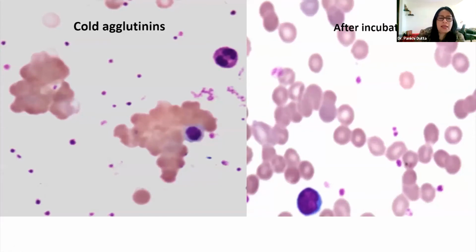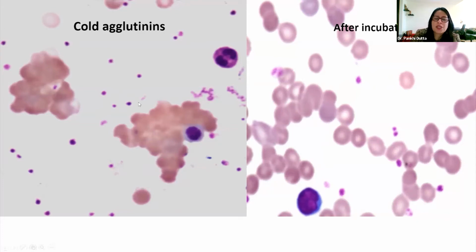And this is an example of the presence of cold agglutinin, where all the RBCs are totally agglutinated. And after incubation at 37 degrees centigrade, the agglutination has reversed slightly. In such a situation, unfortunately, I don't have a CBC report. You'd get a very abnormal CBC. The MCV would be high, and MCH and MCHC would be beyond physiological limits.